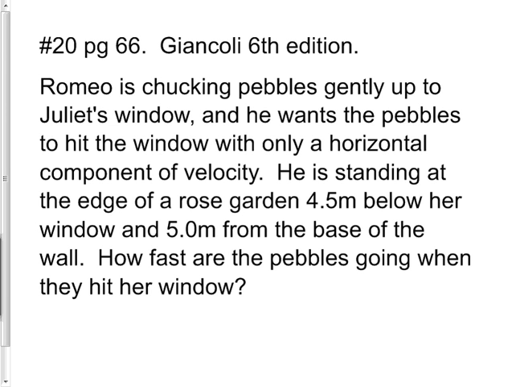So let's look at this problem and hopefully you'll see probably what I think is the best way to go through it and look at how to solve it. Romeo is chucking pebbles gently up to Juliet's window, and he wants the pebbles to hit the window with only a horizontal component of velocity. He is standing at the edge of a rose garden. Why that's relevant, I don't know. 4.5 meters below her window and 5.0 meters from the base of the wall. How fast are the pebbles going when they hit her window?